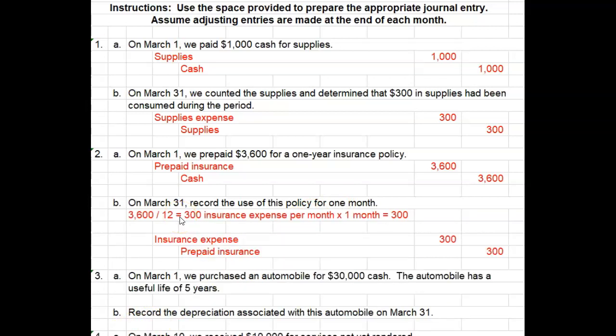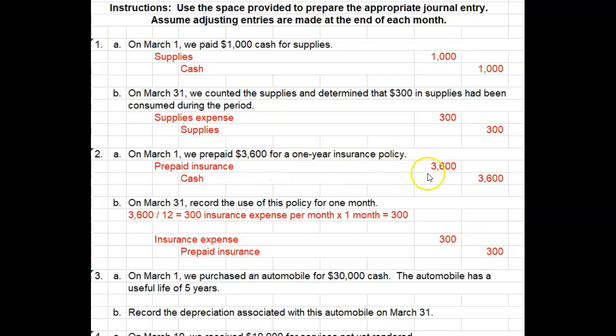So we paid $3,600 for 1 year or 12 months of insurance. $3,600 divided by 12 means our monthly insurance expense is $300 times only 1 month in this problem. So we need to record insurance expense of $300 for the month of March. Debit insurance expense $300 and credit the asset prepaid insurance for $300.